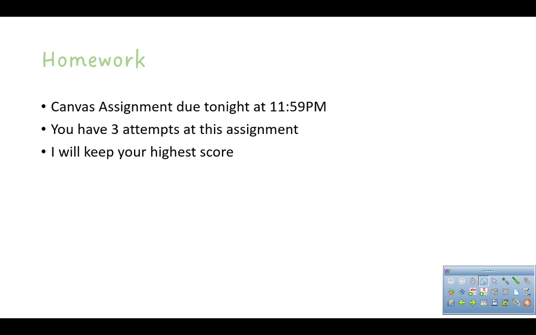If at the end it's saying that you don't have a 100%, but you're seeing a lot of green check marks, maybe one of your answers is right. Maybe you named the linear part right, but you named the binomial part wrong. So you could be getting parts of it wrong, all right? So you've got 3 attempts on that, and then I'll keep your highest score. Feel free to start that now. You've got 15 minutes. You should be able to get it done here in class.